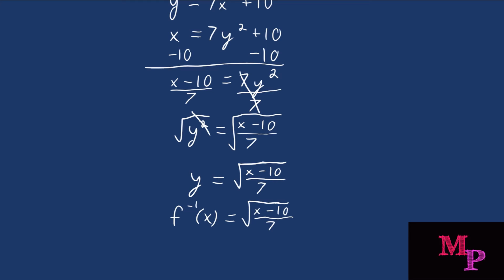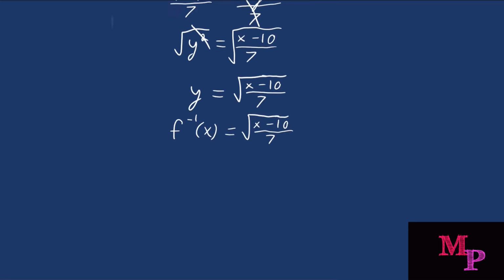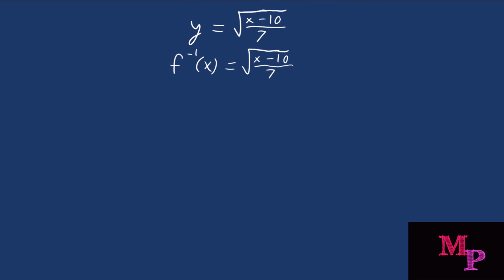So let's say that you want to verify that your inverse function is correct. You could go ahead and plug that inverse function back into the original function, and your answer should be x. So your original function was f of x is equal to 7x squared plus 10.